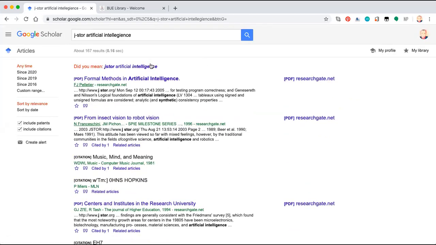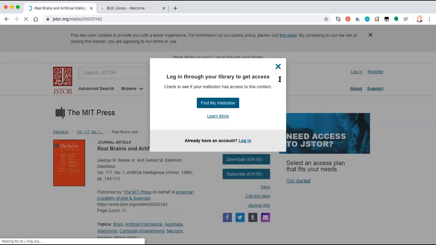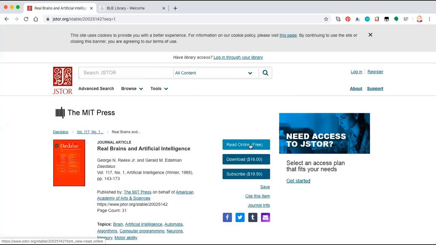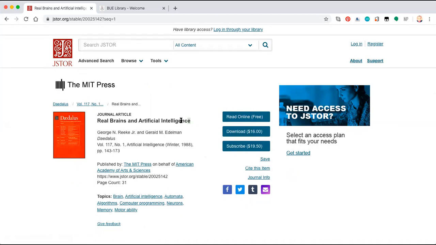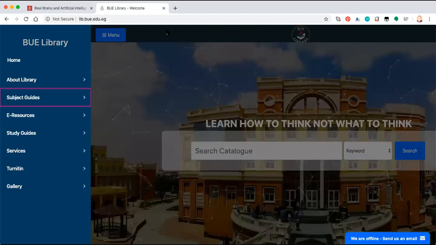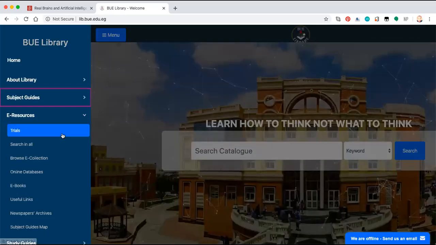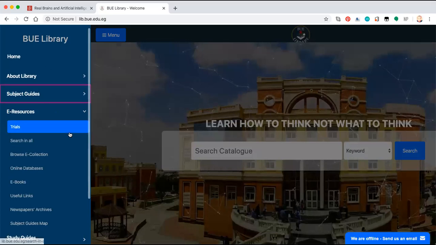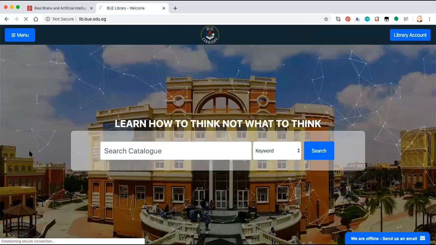Okay, it's a journal, and it's not for free. So let's see. If I read online for free, sometimes this is not available. So I want to access this. So I go to the BUE library, and I click on the menu, and then e-sources, and then online databases. Are you following?